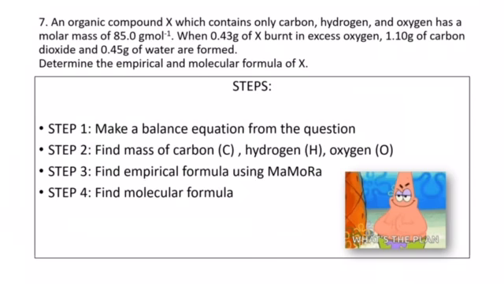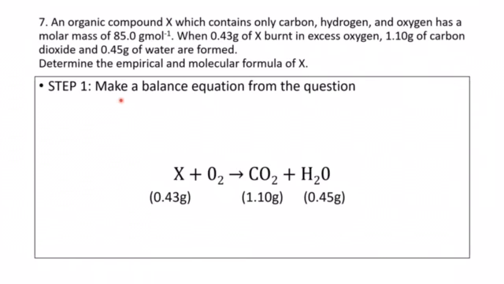For the first step, we need to make a balanced equation from the question. This gives us a process which is burning in excess oxygen, and carbon dioxide and water are formed. So we make an equation where X plus oxygen equals carbon dioxide plus water. You can also put in information such as mass so you can easily see what is going on here.